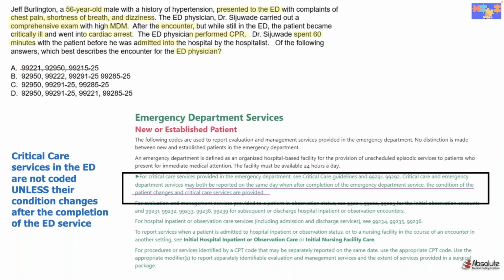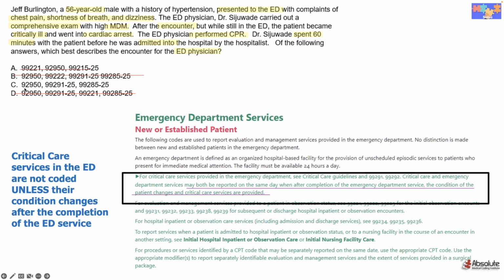Now we're going to get rid of A because A is coding for the inpatient admission 99221. You see, the hospitalist admitted the patient, and we are only coding for the ED physician. B is also coding for the inpatient admission 99222. And get rid of that. And so too is D. We're going to get rid of that too. And the answer is C.